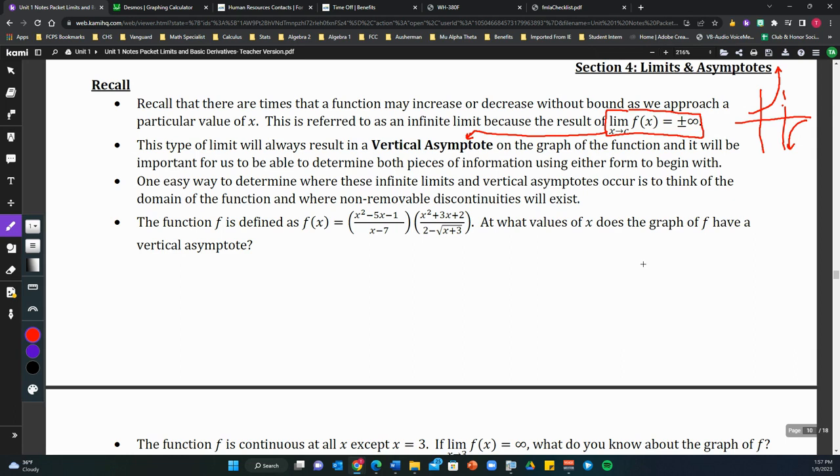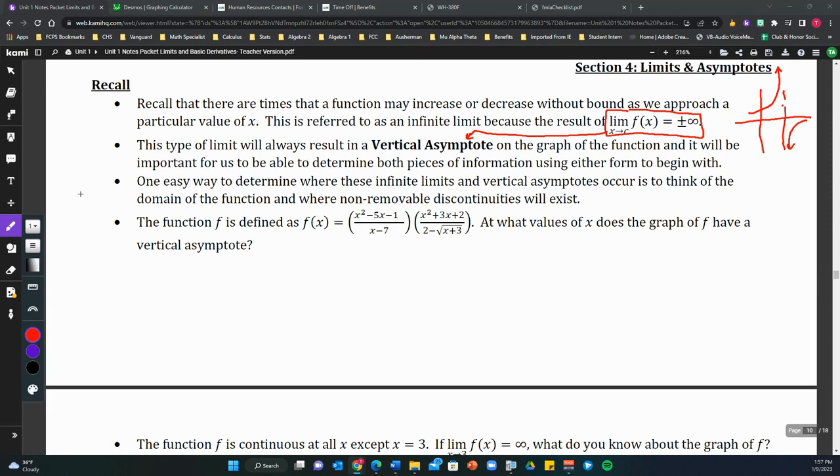So we're going to start here with a really complicated looking one. There's lots of pieces here. This function is going to have a good bit of issues going on, but we're going to break it down into pieces and use that to help us identify what's going on. Our function f of x is equal to the product of two rational functions. The first fraction is x squared minus 5x minus 1 over x minus 7. And then the second piece, x squared plus 3x plus 2 all over 2 minus the square root of x plus 3.